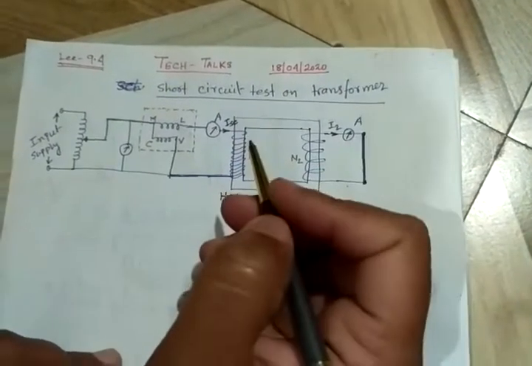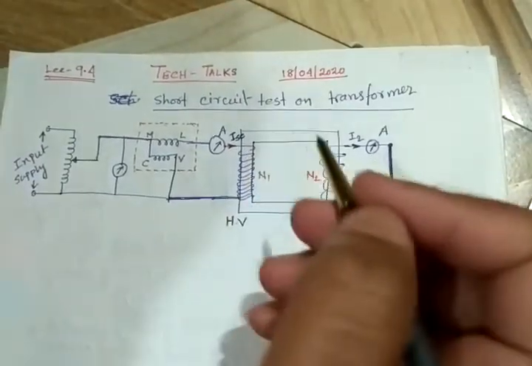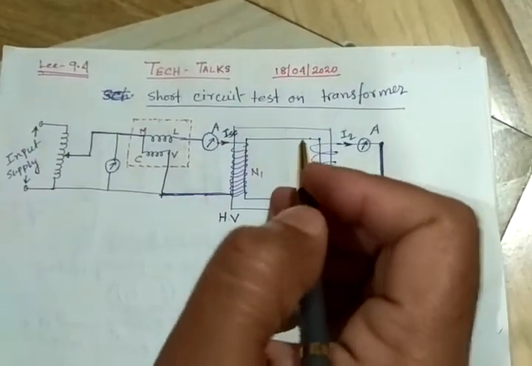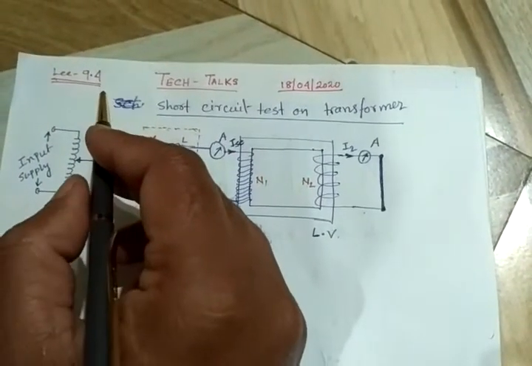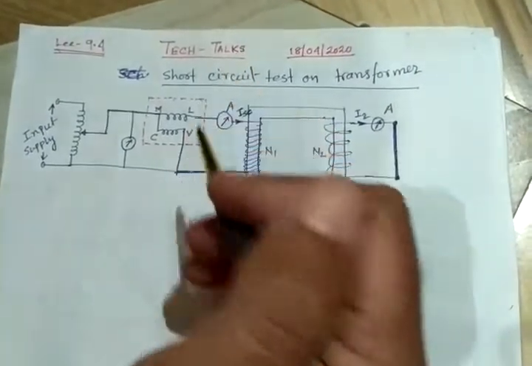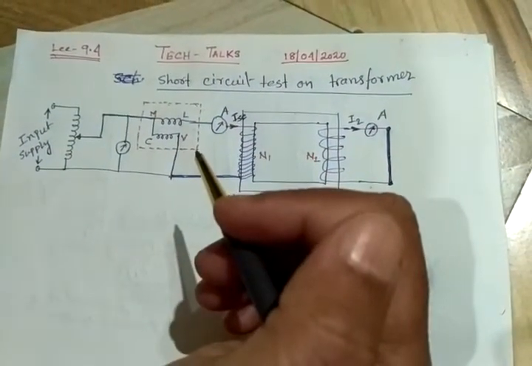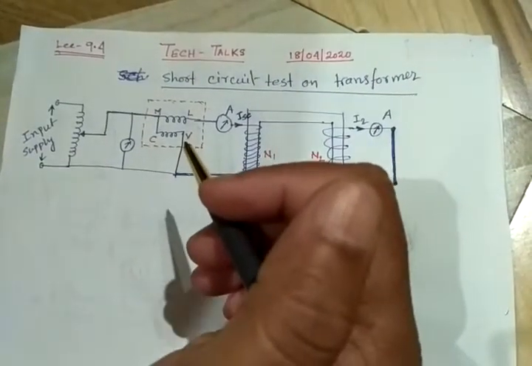Welcome you all to this lecture 9.4 on short circuit test of transformers. Earlier in lecture 9.3 we have discussed about the open circuit test or no load test. Now no load test is done on the low voltage side and the high voltage side is kept open. Now we will talk about the short circuit test.